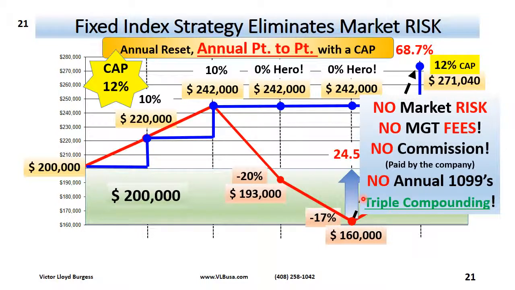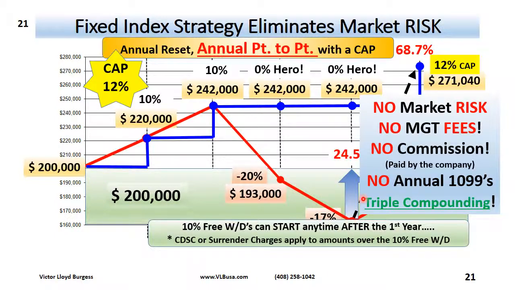And because it's a deferred account, triple compounding. We get the interest on our principal, we get the interest on our gains, and we get the interest on taxes we would have paid that we no longer have to pay because of deferral. So we call that triple compounding. Oh my God, we're extremely ecstatic.